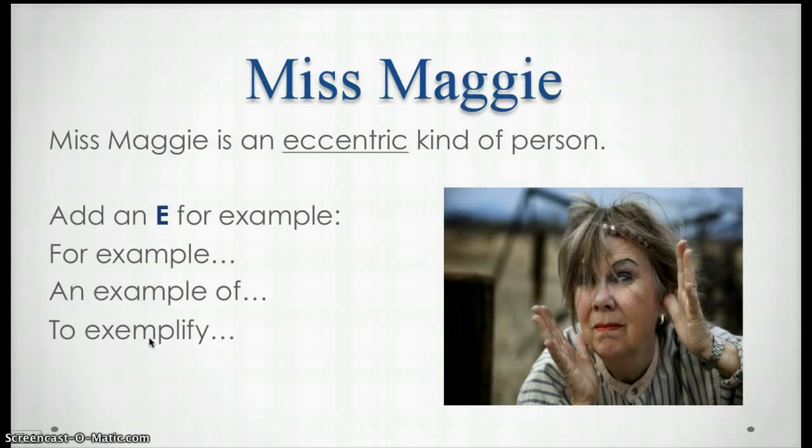Here's Miss Maggie again. Remember, Miss Maggie is an eccentric kind of person. So let's use our second E in our acronym. Give an example. Here are some sentence starters. For example, an example of, so to exemplify, and here's what I came up with. One small example of this is the time she wore a Santa suit to a summer barbecue.